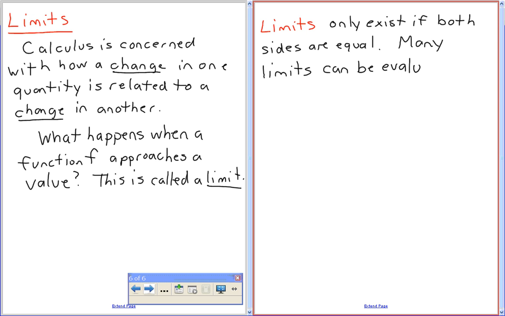Many limits can be evaluated by inspection. If anyone thinks so, please let me know. Was it just simple but elegant? Simple but elegant, that's it. Simple but elegant. Inspection, that's direct substitution.